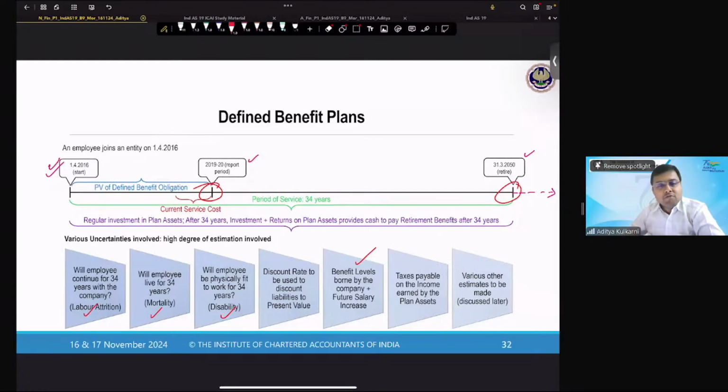No. I have to bring it to the present value. उसके लिए हमको चाहिए discount rate. कौन सा होगा मेरा discount rate? Yes or no? Yes, sir.